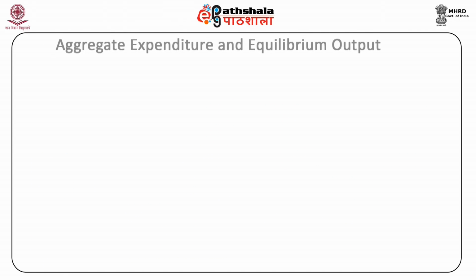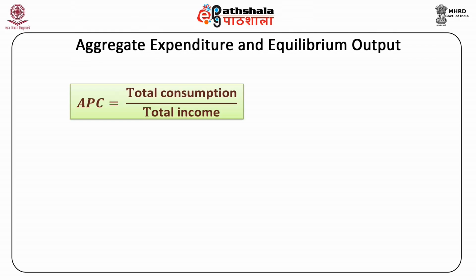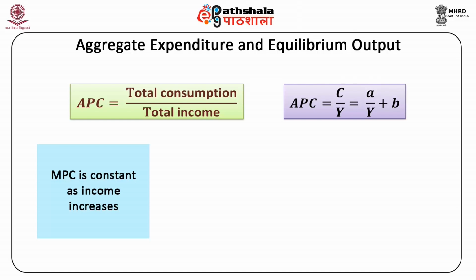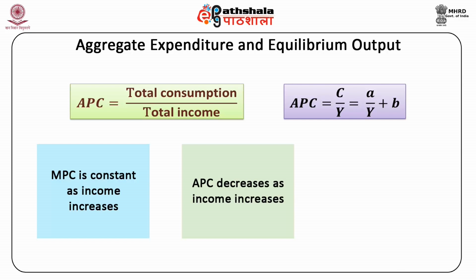Average propensity to consume, that is APC, is defined as total consumption to total income and is given by APC = C/Y = A/Y + B. For a linear consumption function, MPC is constant, while APC decreases as income increases. MPC is less than APC.